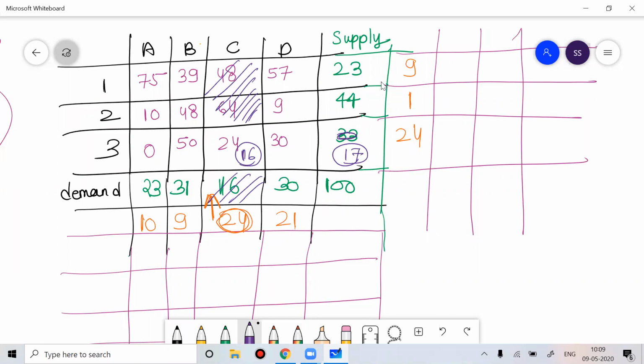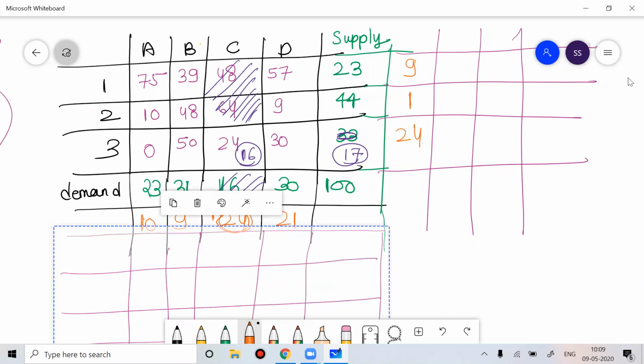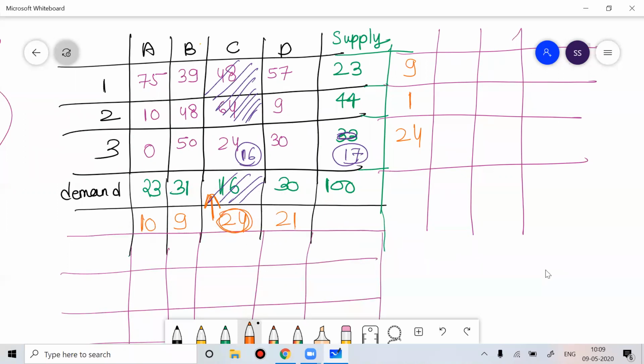Once you're done with the allocation for one column, that we did for the third column, now we'll find similarly again the same process. Here again the difference will be 10. Here again the difference will be 9. Here again the difference will be 21. The column will have no effect because you have done allocation column wise.